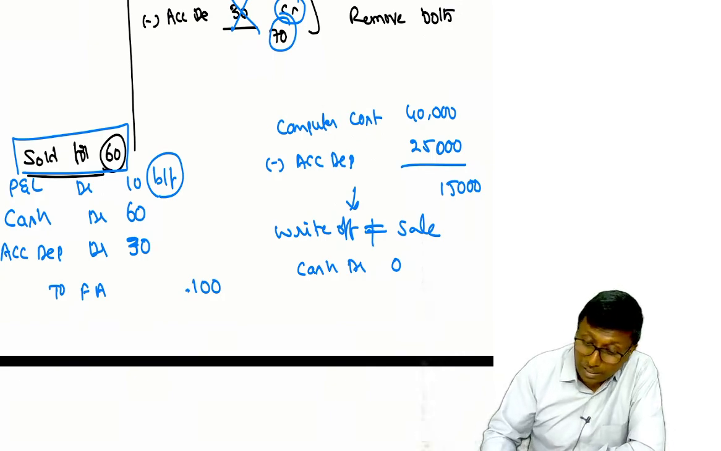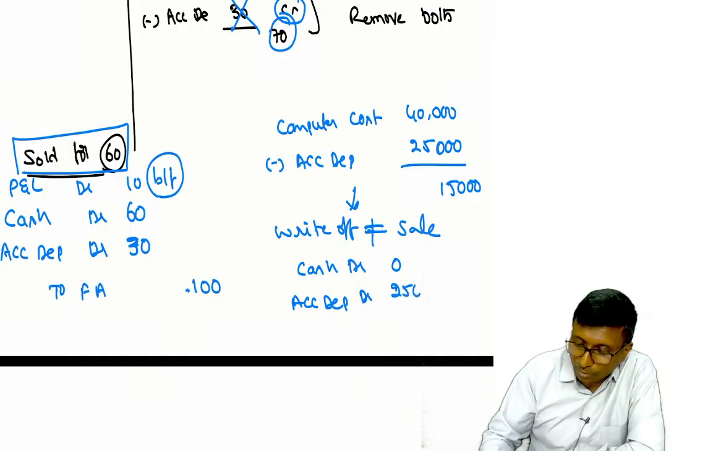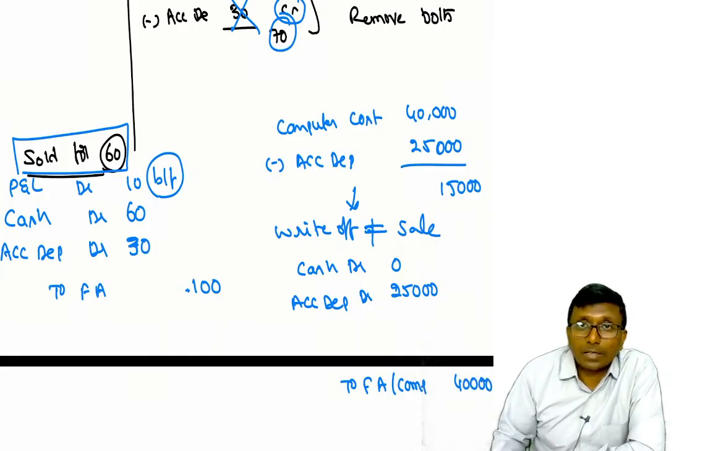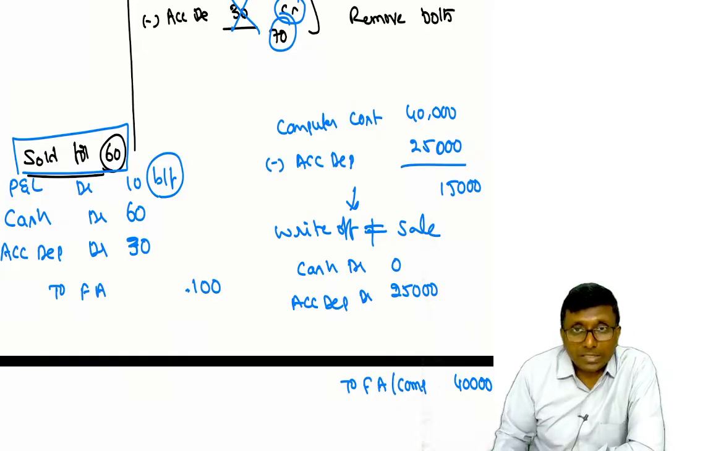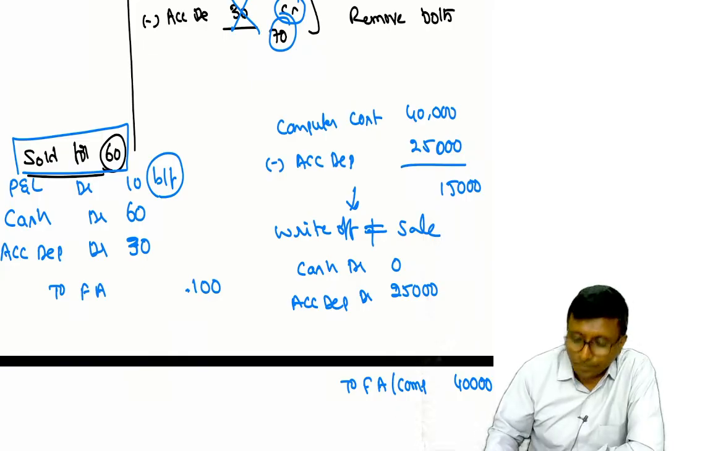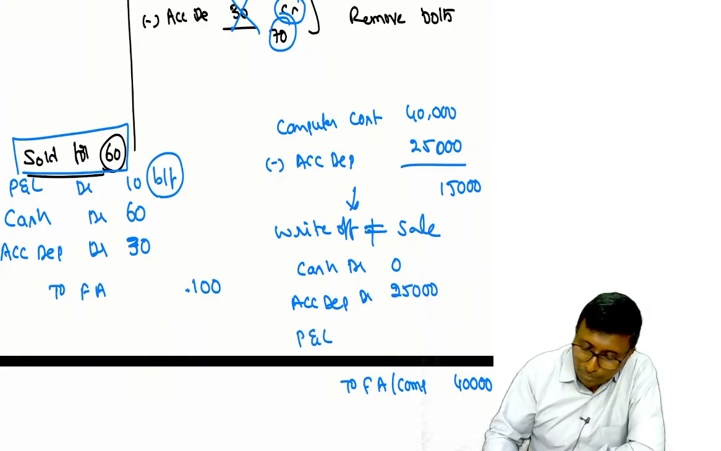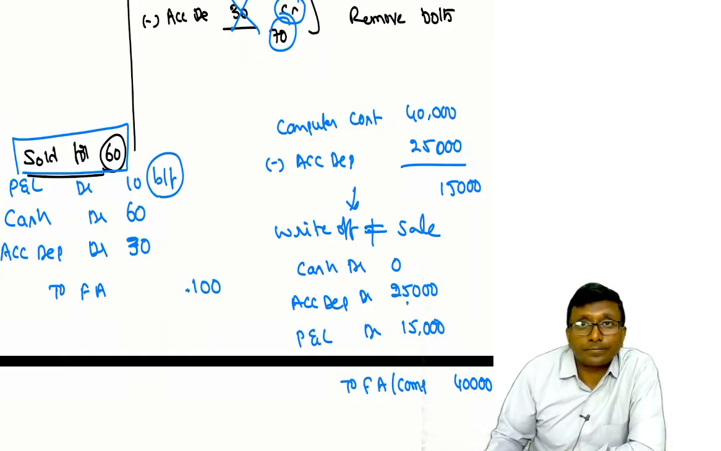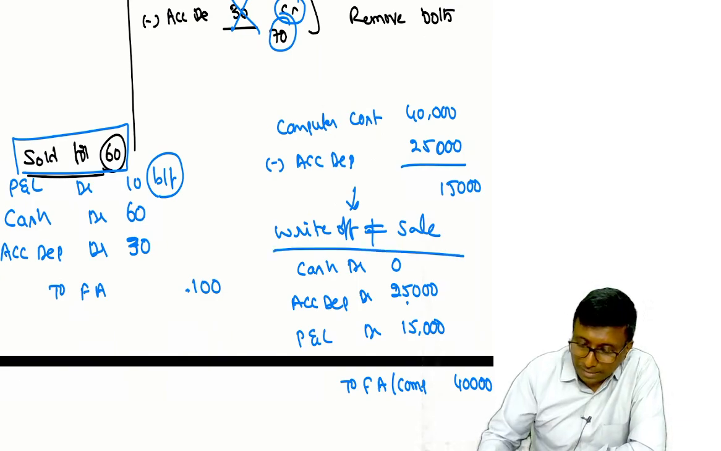Asset should be removed from the books of account means accumulated depreciation account debit 25,000 rupees, to fixed asset or computer account, whatever you say, 40,000. The balance 15,000 is missing. Isn't it a loss? Exactly. So that is the loss, equal to 15,000 rupees. Got it? This is the way.